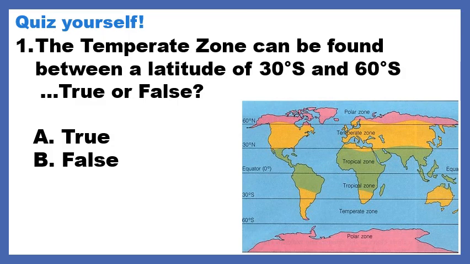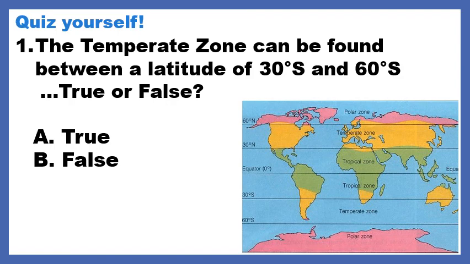Let's start off with a little quiz. The temperate zone can be found between a latitude of 30 degrees south and 60 degrees south. True or false? So there is a picture. If there's a picture with a question, always use the picture to help answer. In this case, it's the map of the 3 different temperature zones, and you're looking for the temperate zone.